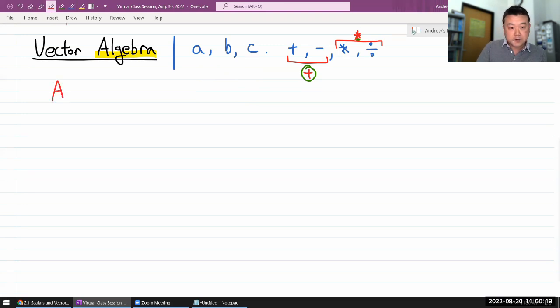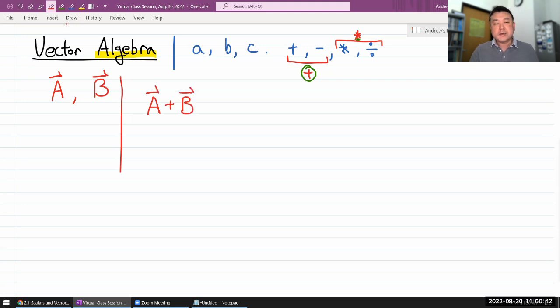Let's say A, which is going to be a vector, and B, which is going to be another vector. Then what kind of algebra operations can you do with these? You have seen in the other video that you can do addition, A plus B. In the other video, you've seen me add these visually.